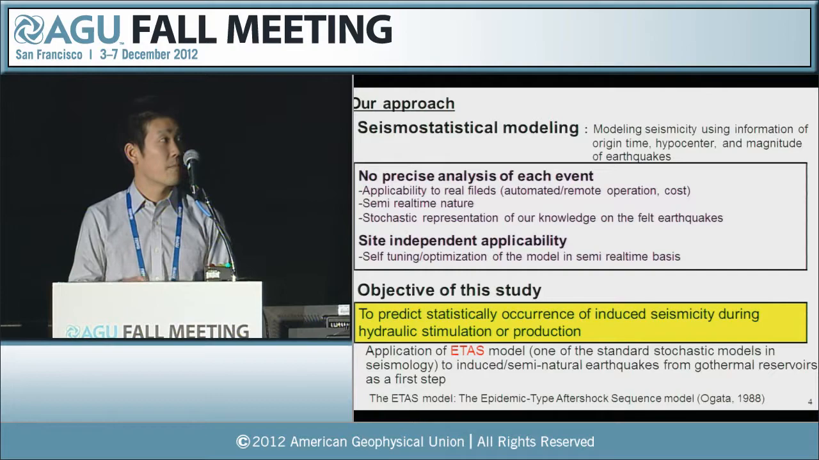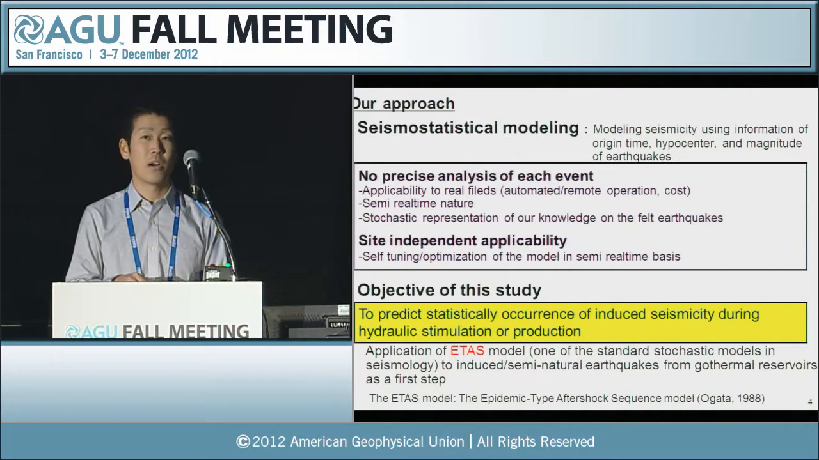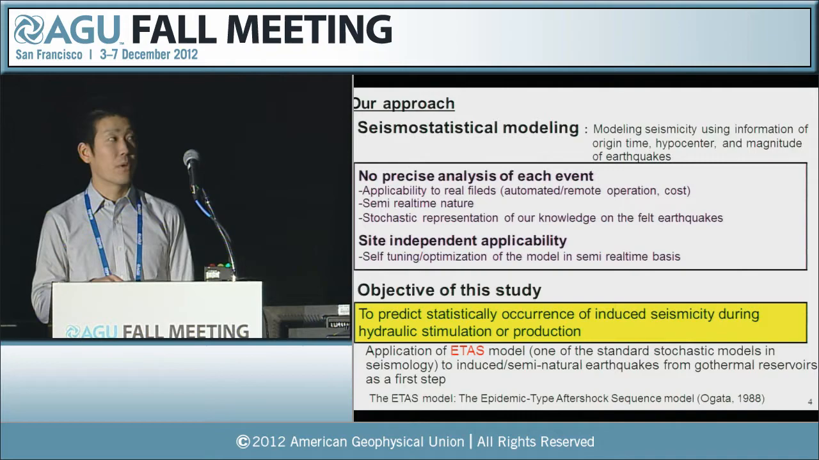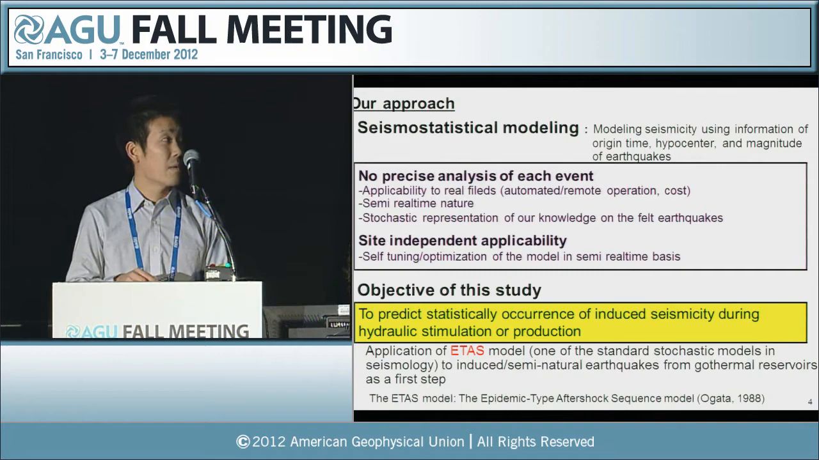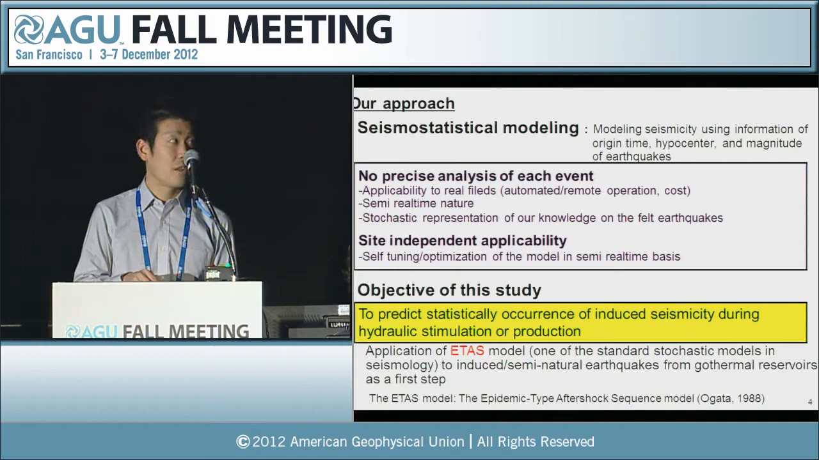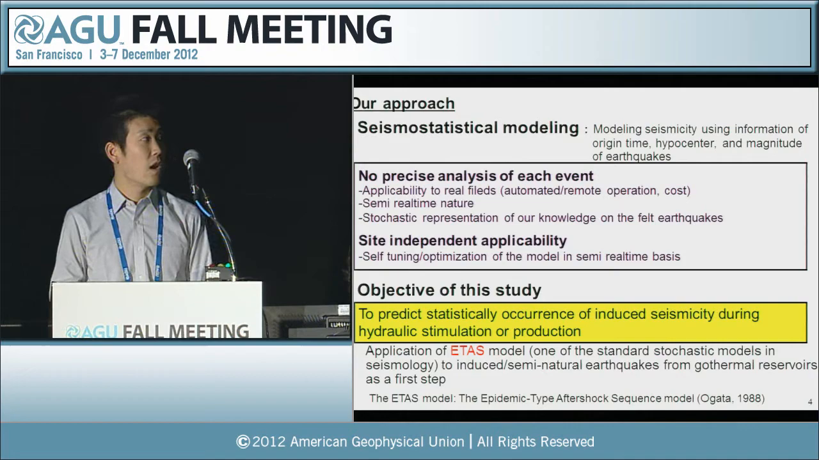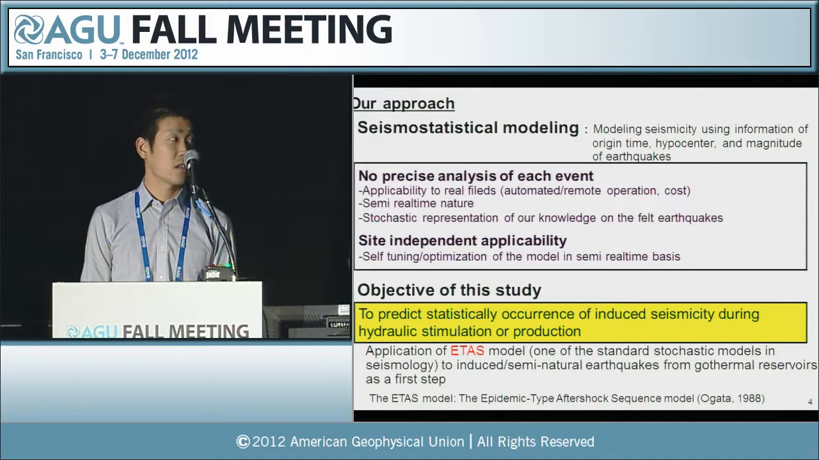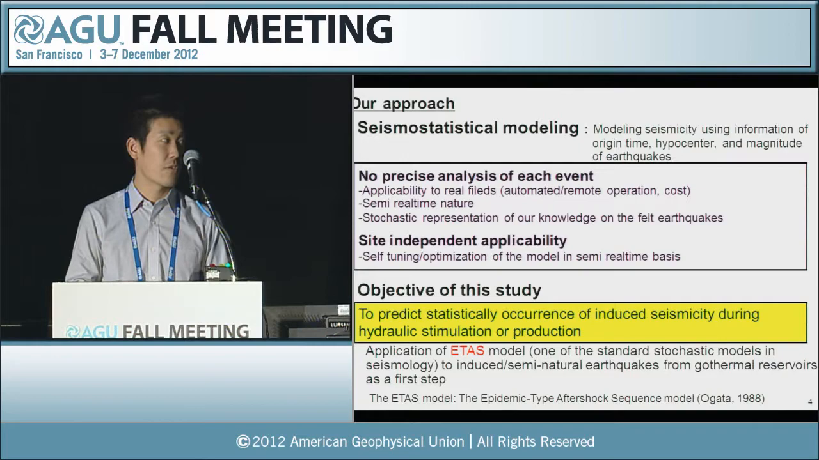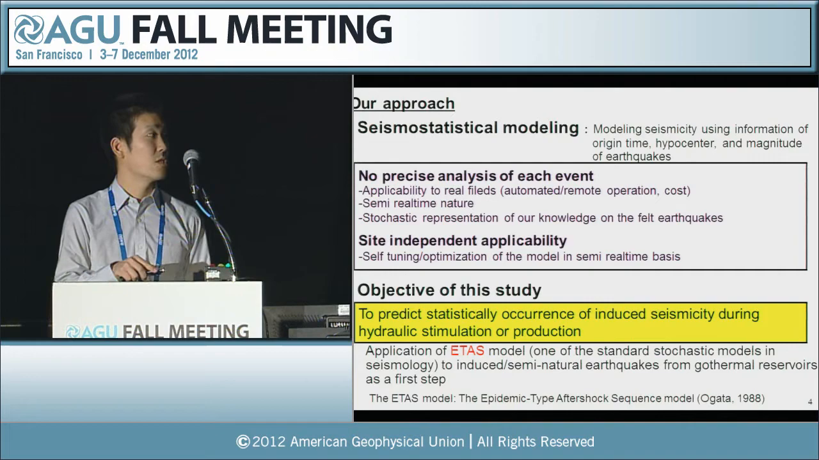In seismostatistical modeling, typically, information of origin time, hypocenter, and magnitude of earthquakes are used to identify a model. Because we do not need scientists to precisely analyze each event on site, seismostatistical modeling would have higher applicability to real operating fields, and site-independent applicability can also be expected by automatic identification of the model using collected events. So in this study, we have applied the ETAS model, which is one of the standard stochastic models in seismology, to induced and semi-natural earthquakes from geothermal reservoirs as a first step to investigate the feasibility of statistically predicting occurrence of induced seismicity.